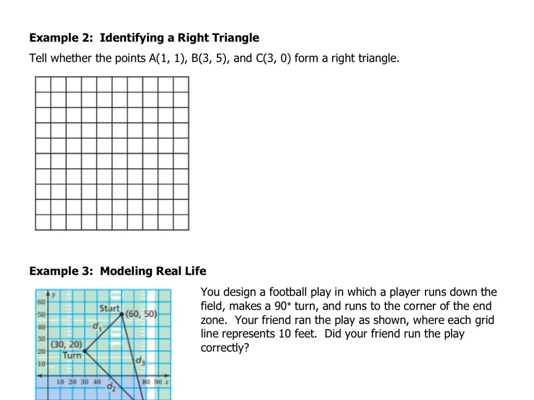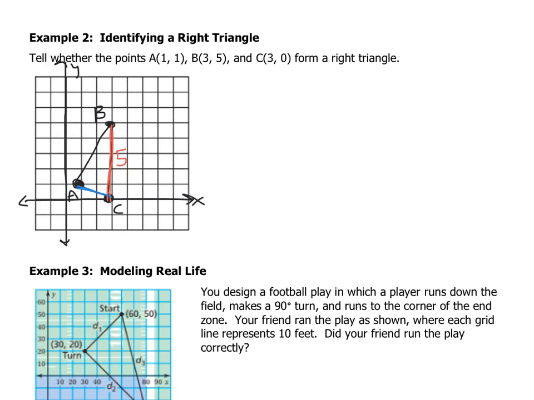In example 2, they give us some points, and we're going to see if they form a right triangle. So let's pause the video and make a grid and plot the points. Alright, so the easiest one to find is B to C, because that just goes straight down. So B to C has a distance of 5.